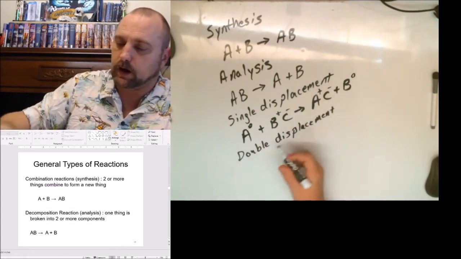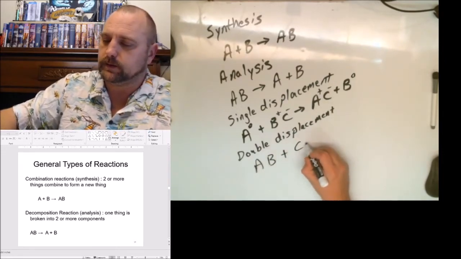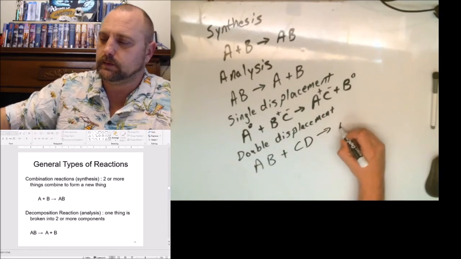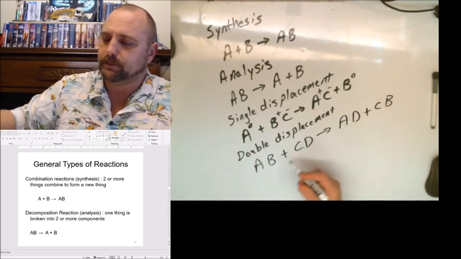So double displacement: AB plus CD goes to AD plus CB.